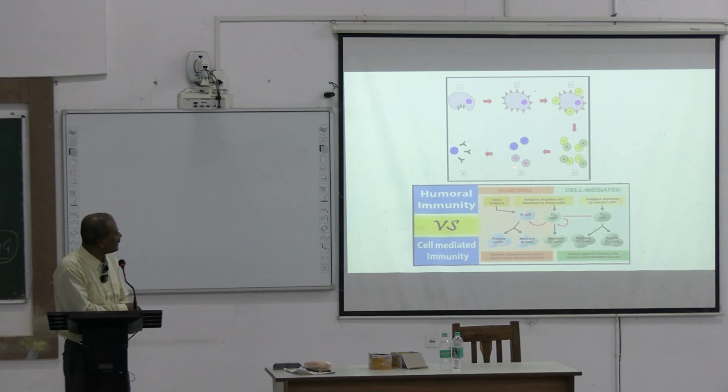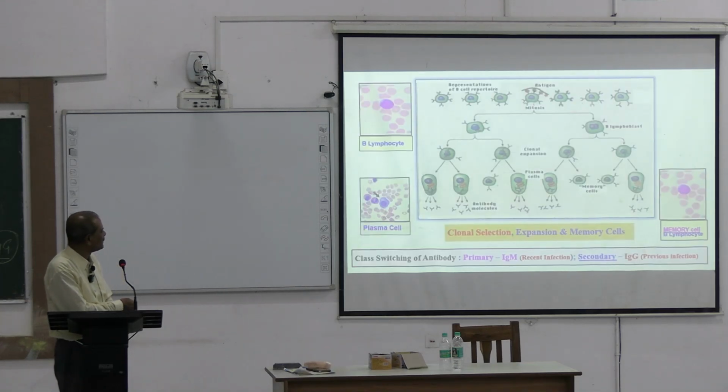After the clonal expansion has taken place, a part will remain as a memory cell, which is designated by this color. The rest basically produce antibody. So this is basically class switching. Just remember, IgM indicates a recent infection. Detection of IgM against any bacteria, virus or anything by ELISA method or any other method indicates a recent infection, but IgG indicates an old or previous infection.